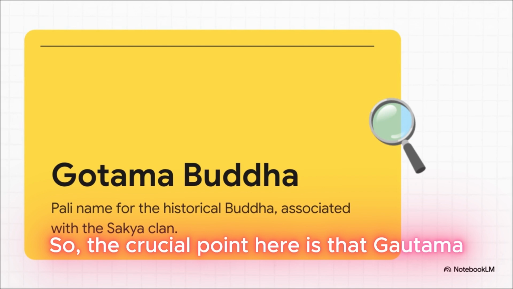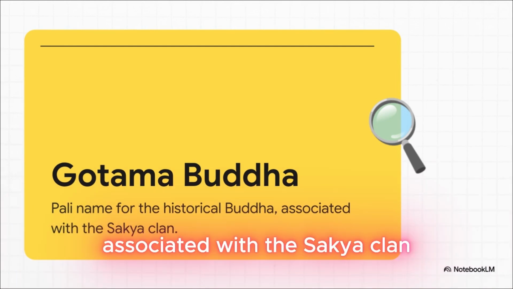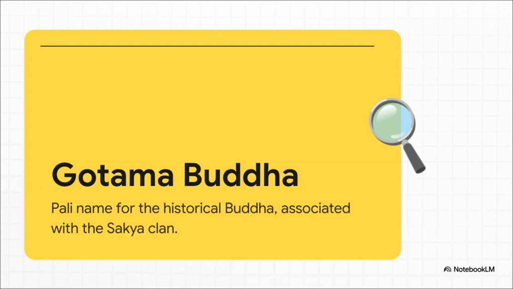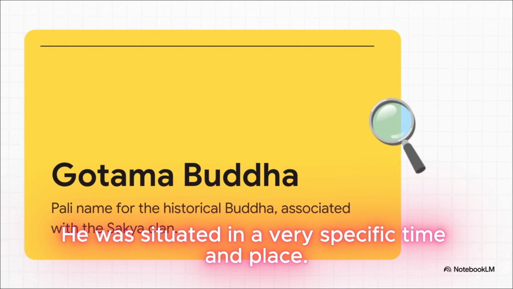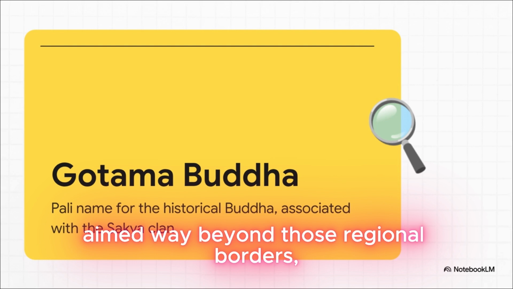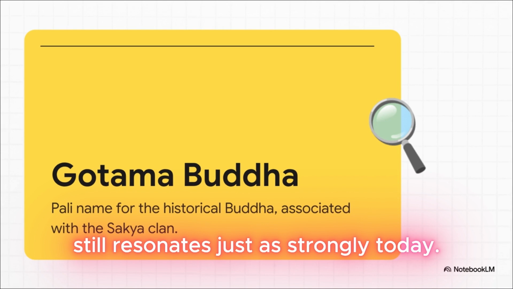So the crucial point here is that Gautama, which is the Pali name for the historical Buddha associated with the Sakya clan, was a real flesh-and-blood historical figure. He was situated in a very specific time and place. Yet, as you'll see, his ultimate teachings aimed way beyond those regional borders, reaching toward a universal liberation that honestly still resonates just as strongly today.